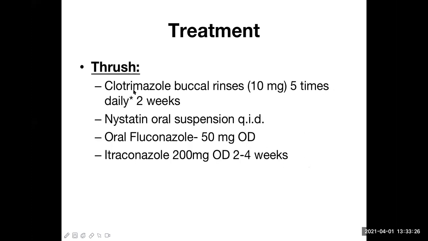Regarding the oral thrush, we can give clotrimazole mouth paint. This is a special type of preparation which is available. Clotrimazole mouth paint or buccal rinses. Okay, you can give up to 5 times a day for 2 weeks. Another drug is nystatin. Another is oral fluconazole, and another one is itraconazole. Whatever is your choice, you can go for. But in the beginning, we always start with clotrimazole buccal rinse or mouth paint, and these others are the alternative or reserve type of drugs.